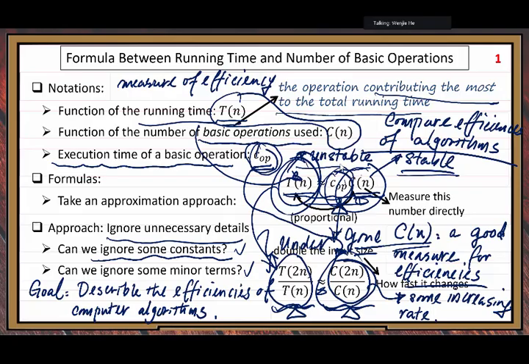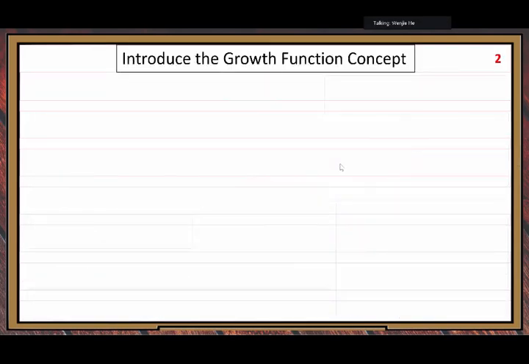Now we need to first get a definition of growth function. Then let's look at how to define appropriate categories for all the efficiency functions. All right, so that's the current roadmap. Now let's look at the growth function concept.